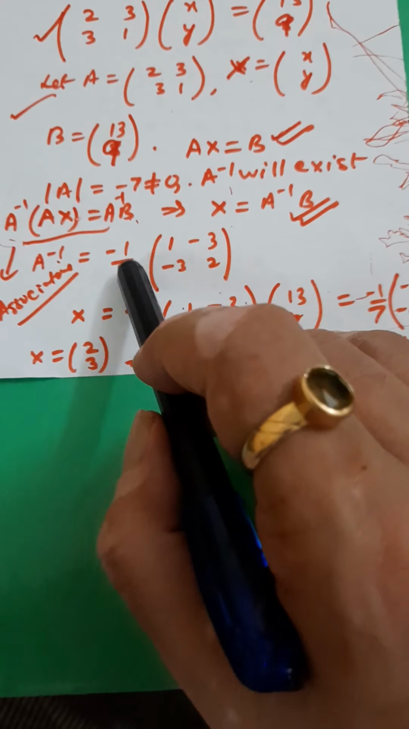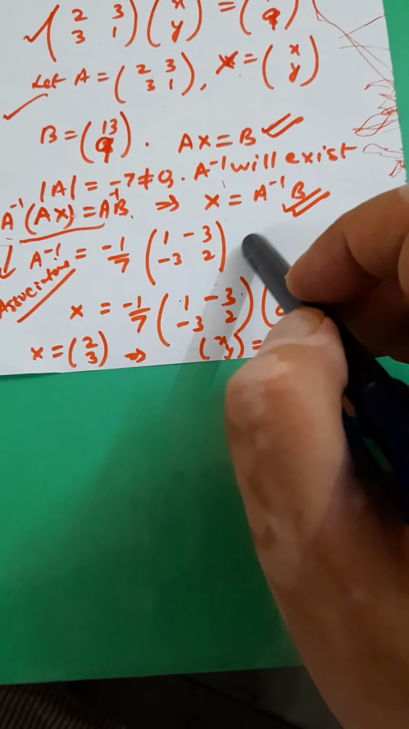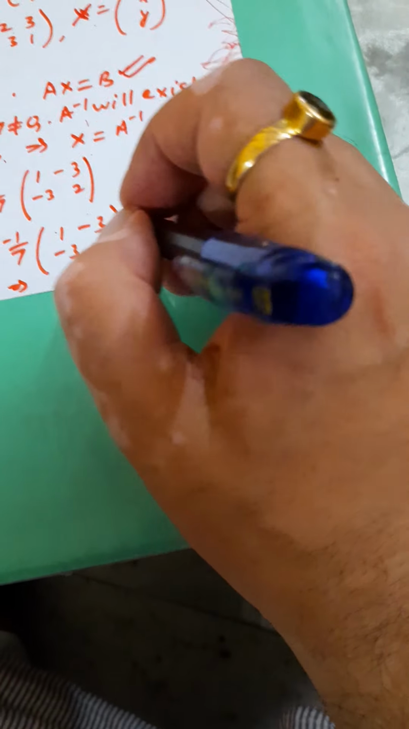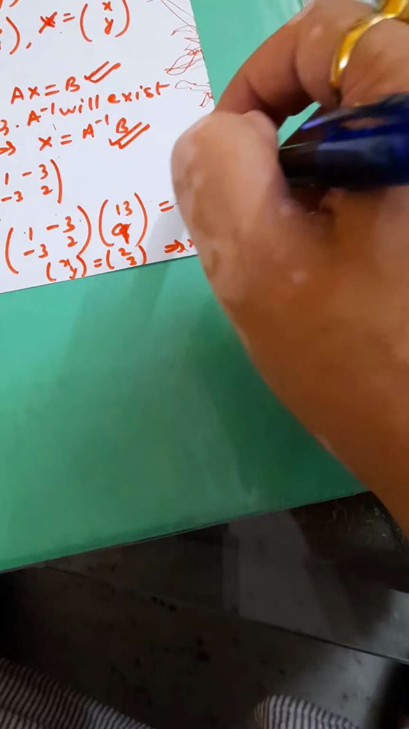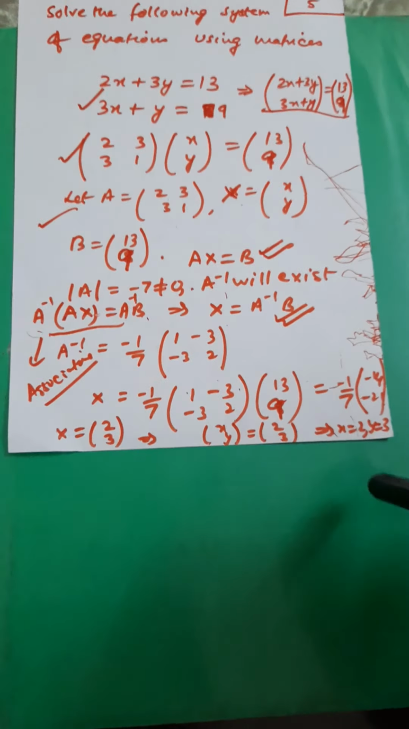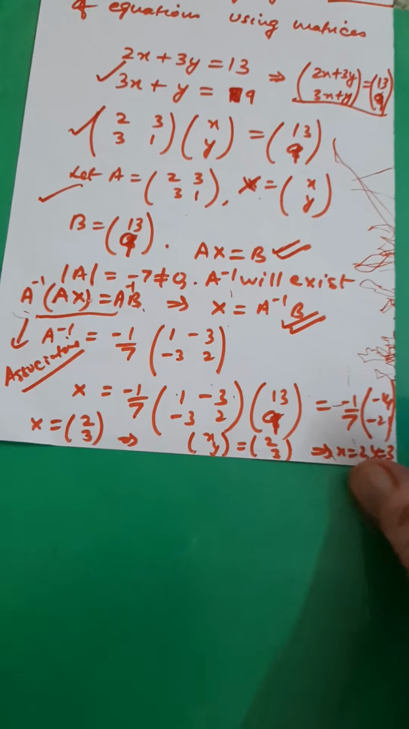So A inverse is minus 1 by 7 times 1, minus 3, minus 3, 2. And what is matrix B? 13, 9. Now when you multiply, this is a 2 cross 2 matrix, this is 2 cross 1, the result is a 2 cross 1 matrix. 13 minus 27 minus 14, minus 39 and 18 minus 21. Divide by minus 7, x is 2, y is 3. So your solution is x is 2 and y is 3.